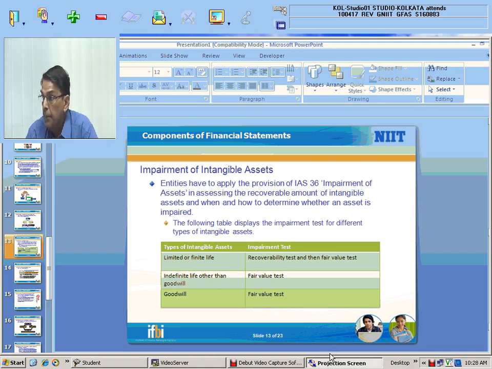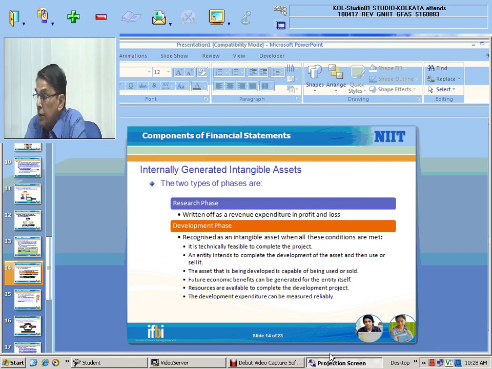Done? Okay. Thank you. Now, internally generated intangible assets are basically created through research and development, particularly like a pharmaceutical company trying to develop new medicines for certain illnesses. Most of the major pharmaceutical companies are trying to develop newer, more effective medicines. So there can be two phases, the research phase and the development phase. During the research phase, the expenditure incurred is normally written off as a revenue expenditure to the profit and loss account.